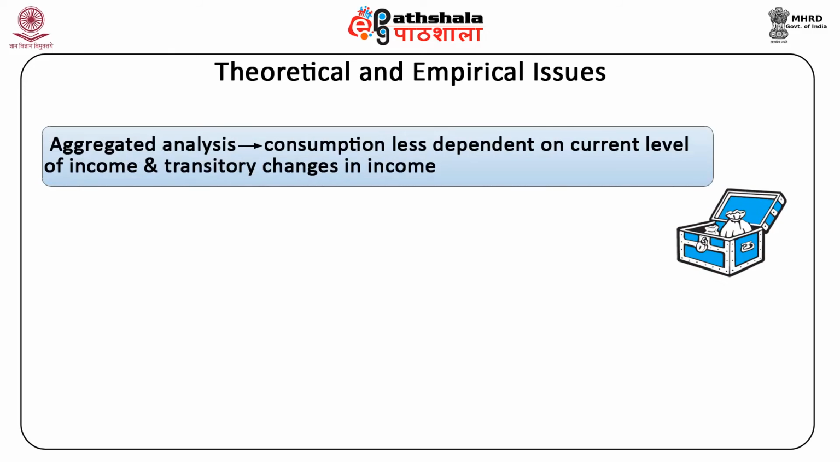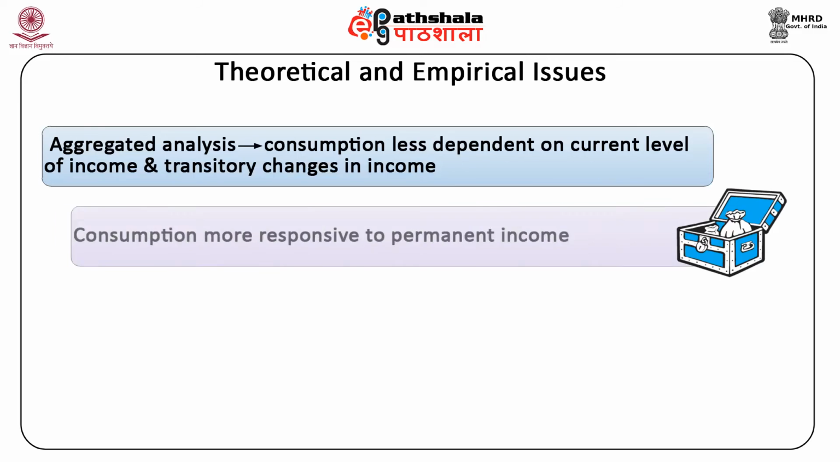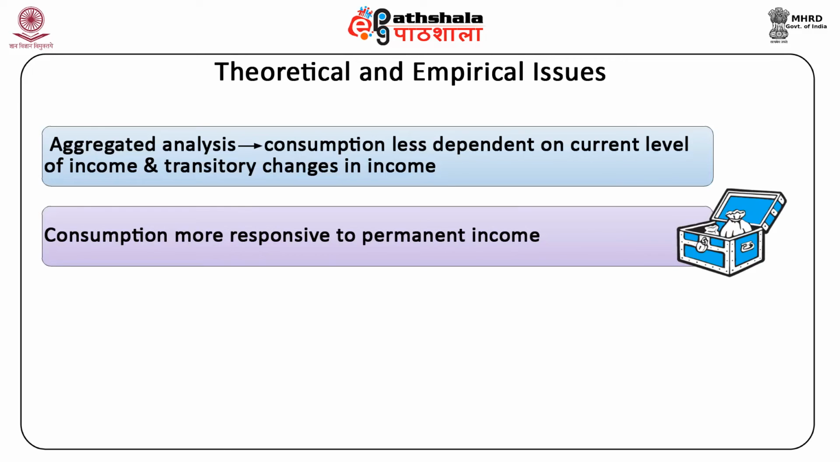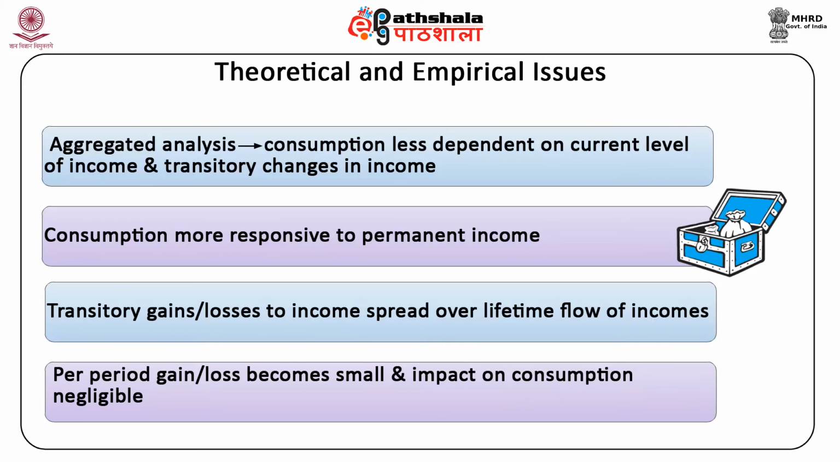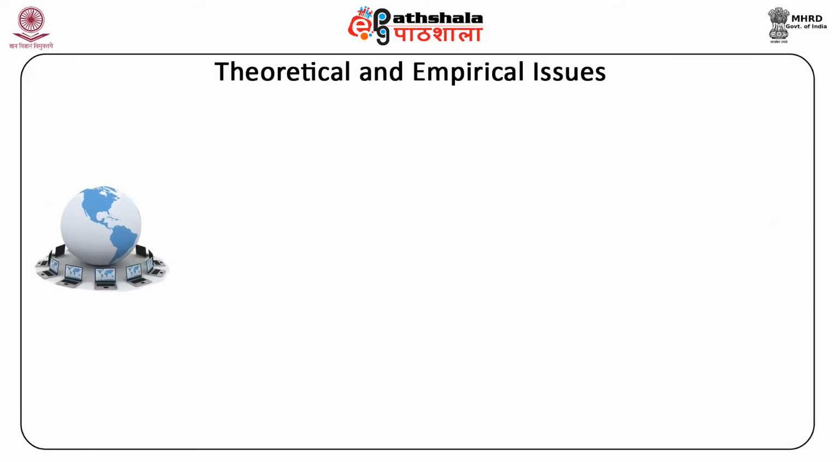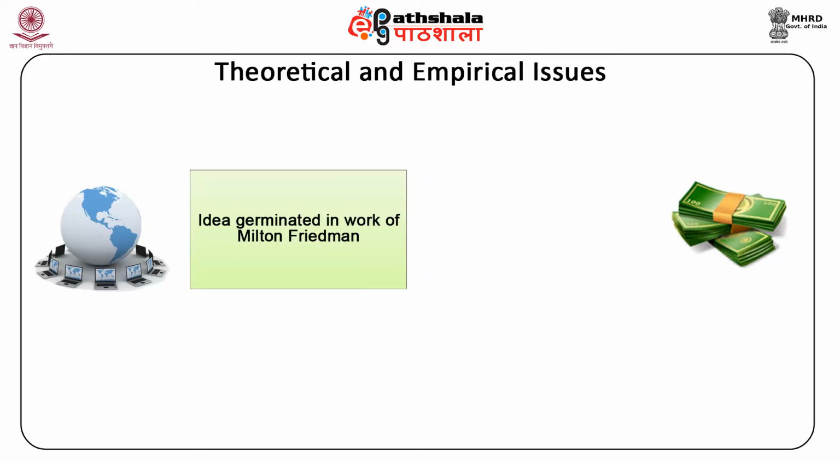Such an aggregated analysis gave rise to the result that consumption is less dependent on the current level of income and also on transitory changes in income. Instead, consumption is more responsive to the permanent income. This is because when transitory gains or losses to income are spread over the lifetime flow of incomes, the per period gain or loss becomes small and its impact on consumption is negligible. This idea germinated in the work of Milton Friedman.